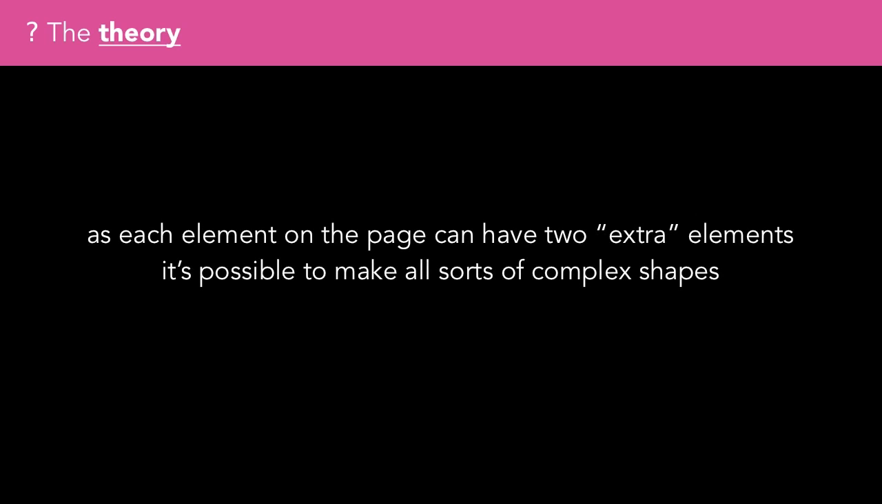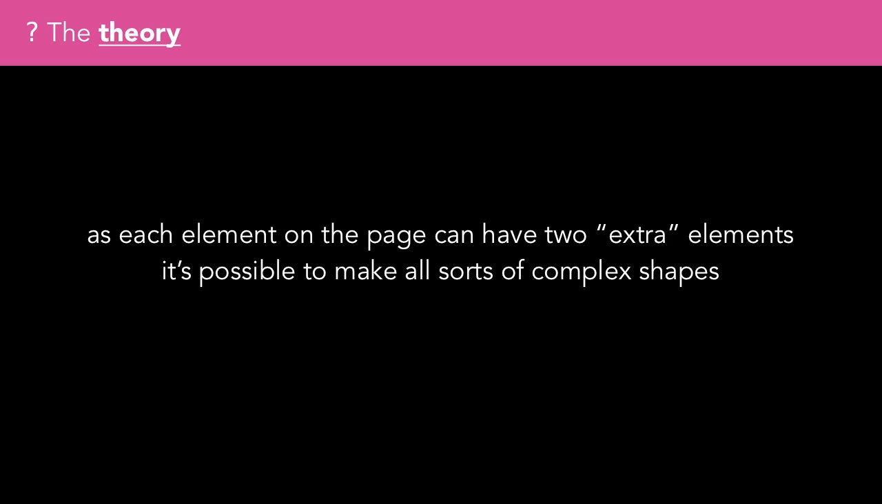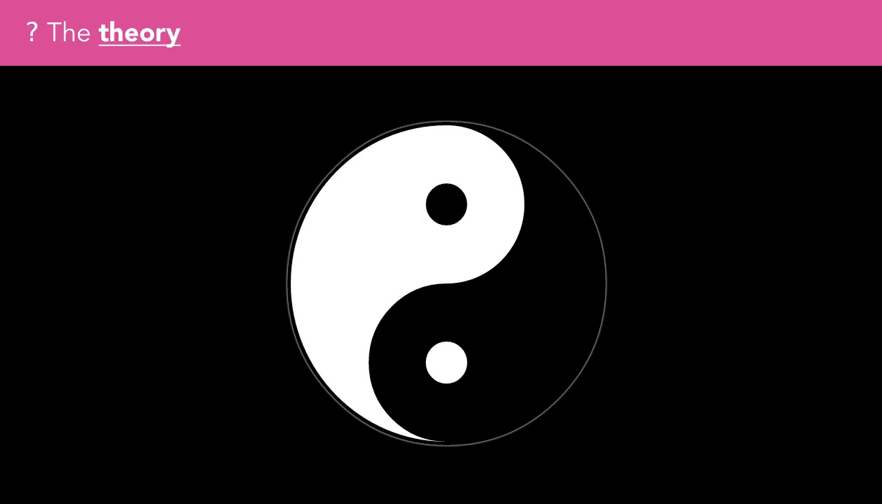As each element on the page can have two extra elements, and these can be styled however we like, it's possible to make all sorts of complex shapes with CSS. When thinking of an example to demonstrate, I came across a reference of shapes on CSS Tricks. One of them really stood out, and I'm going to walk through the process of how it works. Let's make the yin and yang symbol with a single HTML element.